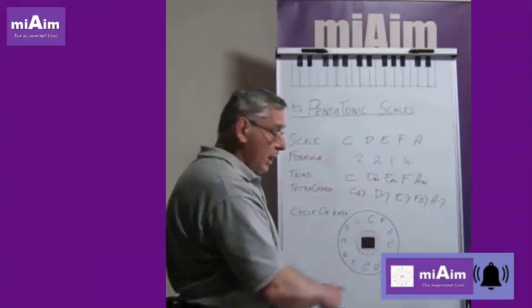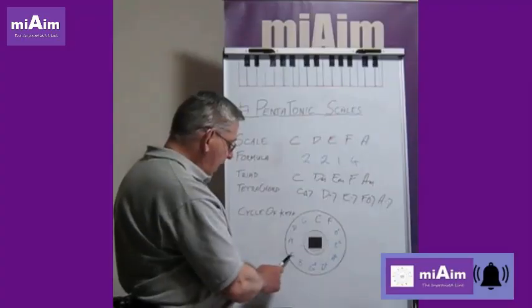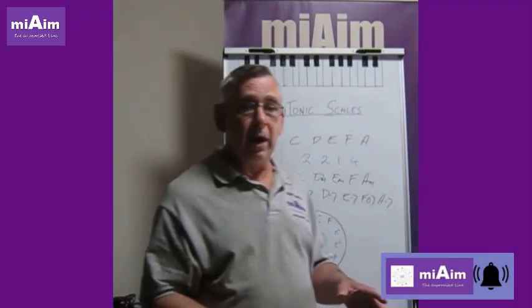When we look at the cycle of keys, we can see things have shifted. C, F, E, A and D is the natural order that they appear on the cycle of keys. And that's the order I'm going to play through the triads and the TetraChords in a short improvisation.